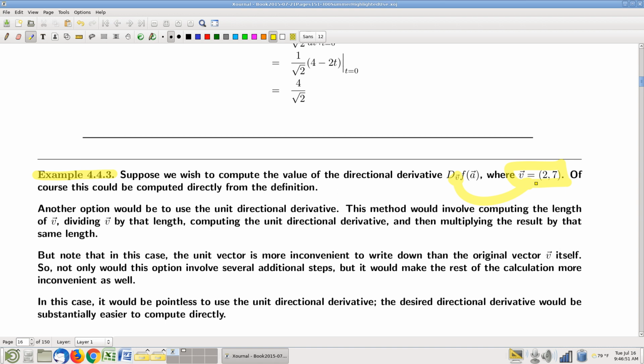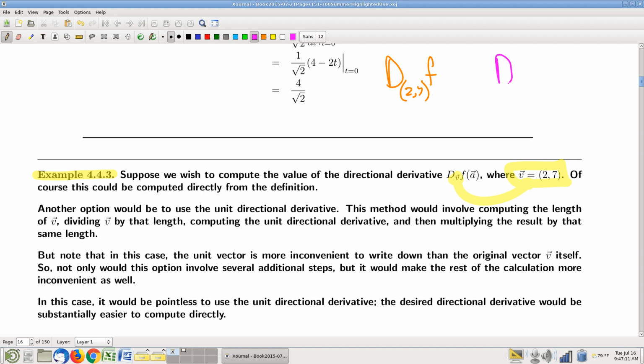I have two choices. One thing that I could do is compute the directional derivative with my velocity vector being 2, 7 of my function f. My other option, I could try to use unit directional derivatives.